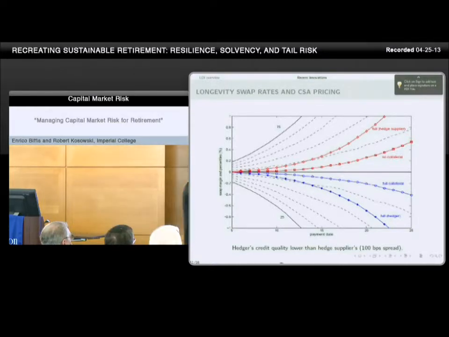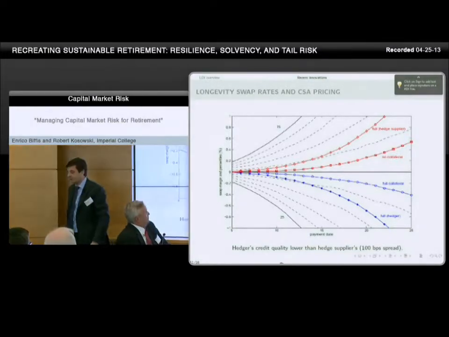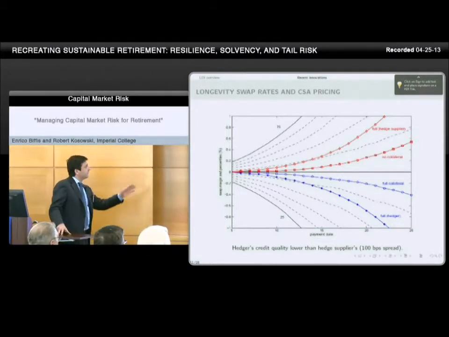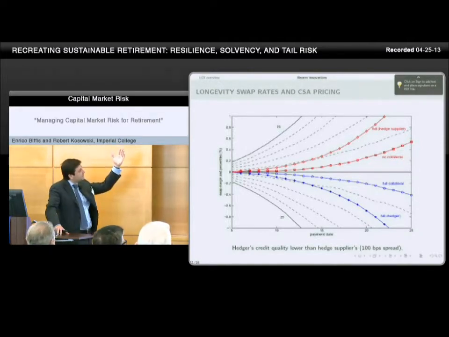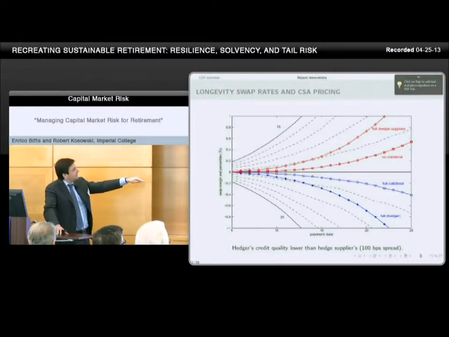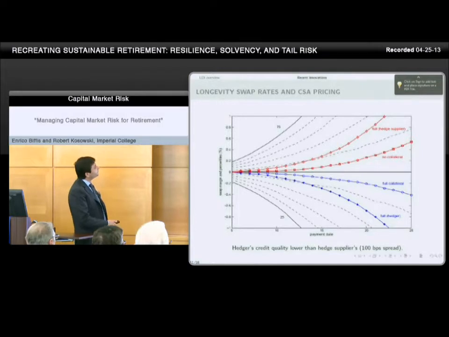This black line here, the straight line, would be a zero risk premium. Then depending on the different credit quality of the counterparties and the specific CSA, so who has to pay collateral, is it full collateral, partial collateral, you're going to find completely different risk premiums. So positive on the upper side, so essentially the swap rate embeds greater mortality improvements than the underlying model. Down there instead, you're going to find a discount, right? So a negative risk premium in the swap rate.